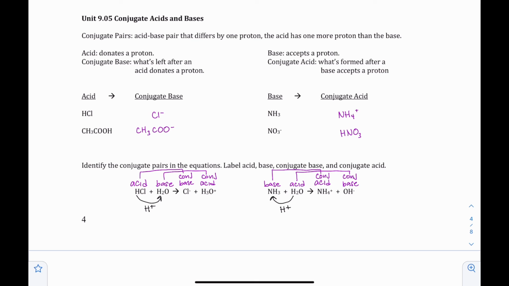On the right, H2O donates a proton to NH3, so H2O is the acid and NH3 is the base. The conjugate base is what's left after the acid donates a proton, so when H2O donates H+, we're left with OH-. And the conjugate acid is what's formed when the base accepts a proton, so when NH3 accepts H+, it forms NH4+.